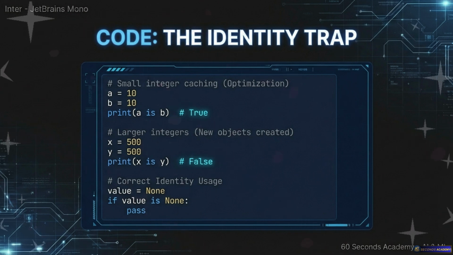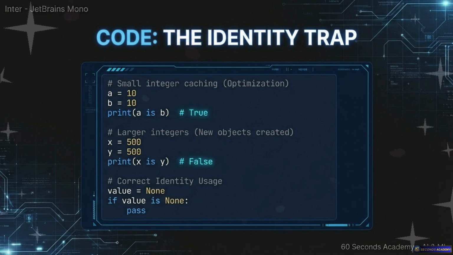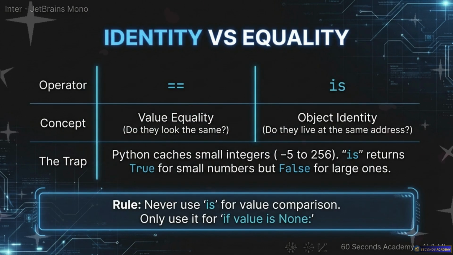Exactly. The compiler can sometimes optimize this within a single code block. That's why the golden rule is this. Never, ever use is to check if numbers are equal. Only use double equals for values. So when should we use is? You use is for singletons. The most common one is None. You should always write if value is None, because there is only one None object in the entire Python universe. Okay, that's a really clear takeaway. Don't use is for math, use is for None.